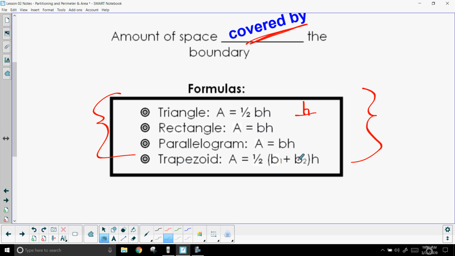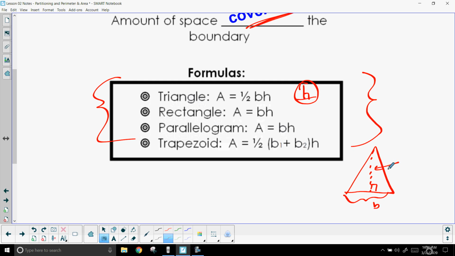Okay. Remember, the base and height are going to be perpendicular to each other. For example, if I had a triangle, all of this would be the base. And this dotted line, the altitude, would be the height. If I had a rectangle, this would be the height, and this would be the base. Okay? If I had that parallelogram, which I've seen better drawings, this line right here would be its height. All of this would be the base.